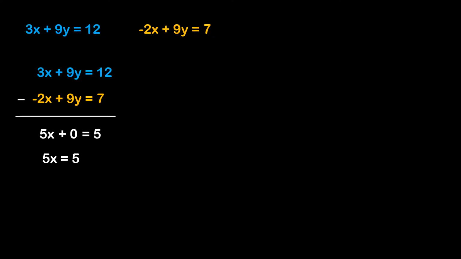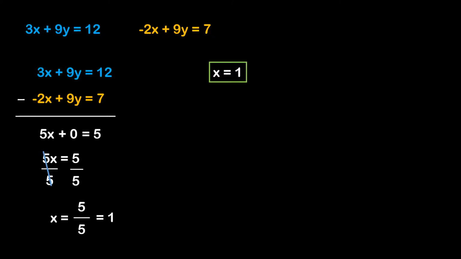And notice again that by using elimination, we were able to eliminate the y variable, and we can now solve for x. In order to solve for x, we need to get rid of the 5 next to the x, so we have to divide the left-hand side of the equation by 5. That means we have to divide the right-hand side of the equation by 5. The 5's cancel out, and we're left with x is equal to 5 divided by 5, or 1. So there we have it, x is equal to 1.